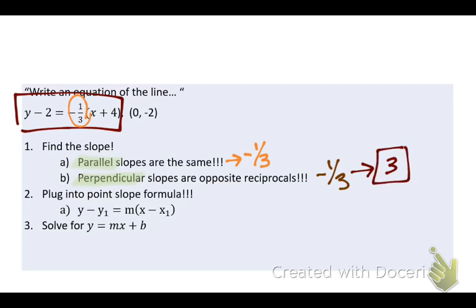Okay? Then you plug it into the point slope formula. You don't plug anything in for y minus, and you don't plug anything in for x minus. All right, and then the y1, x1 comes from the point they gave us, and then the slope comes from our very first step. And then you want your answer to look like y equals mx plus b. You can pause here if you need to catch up on writing.